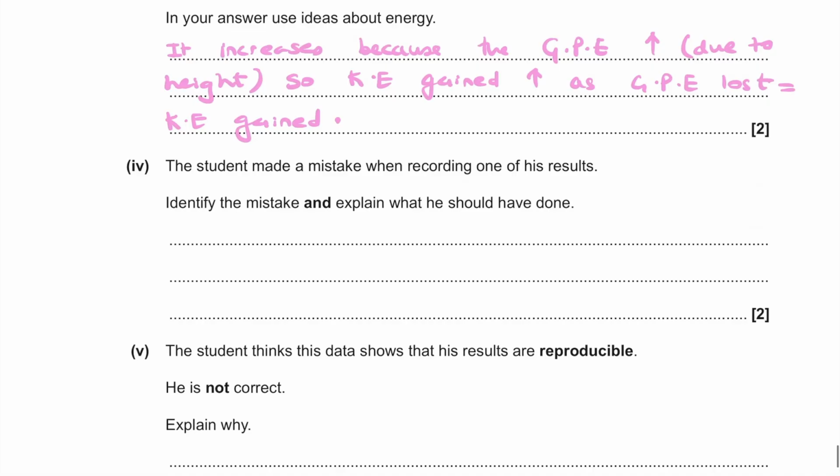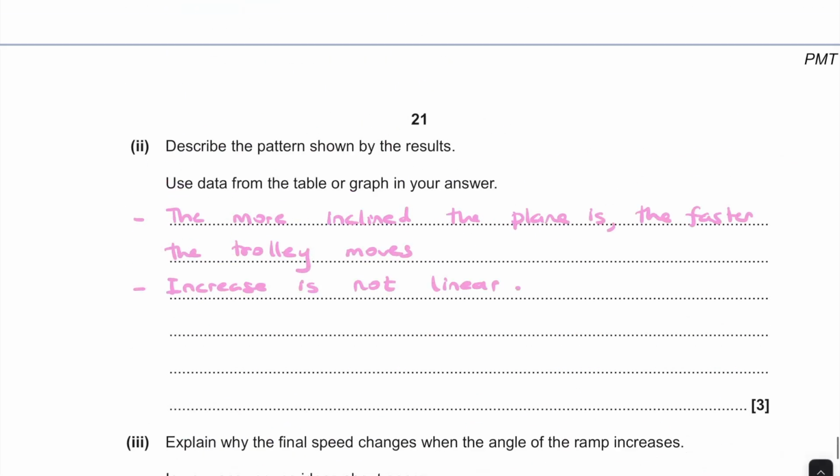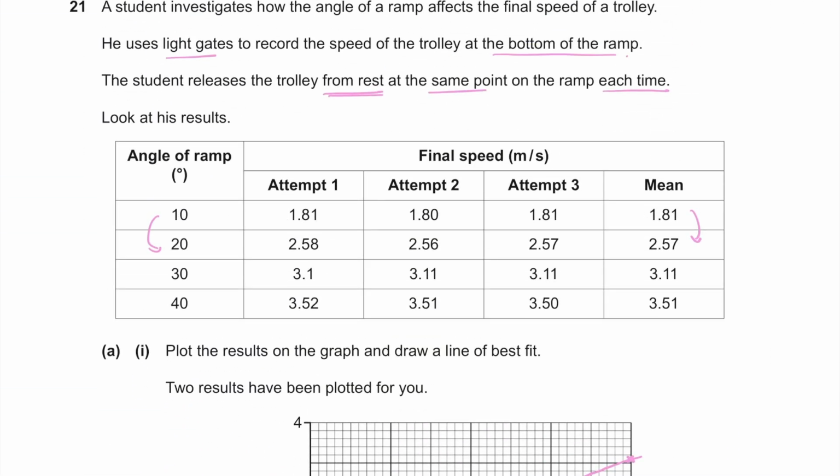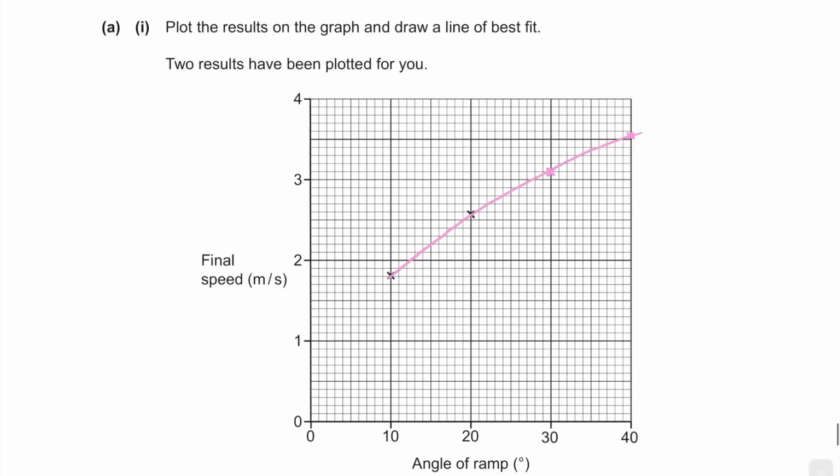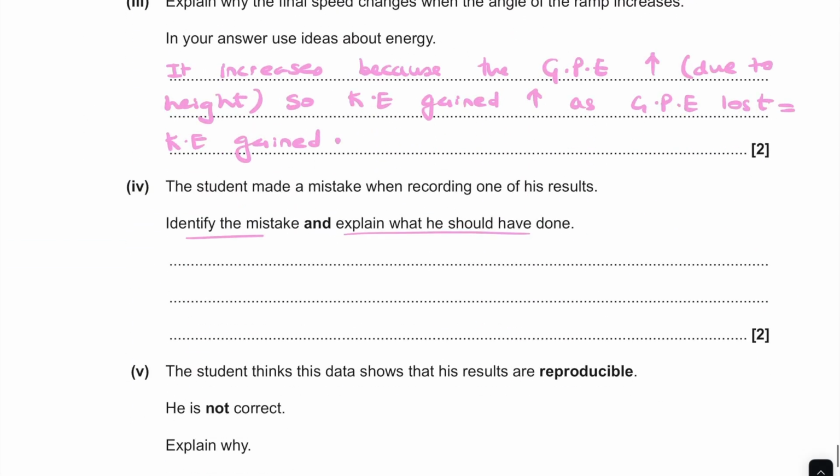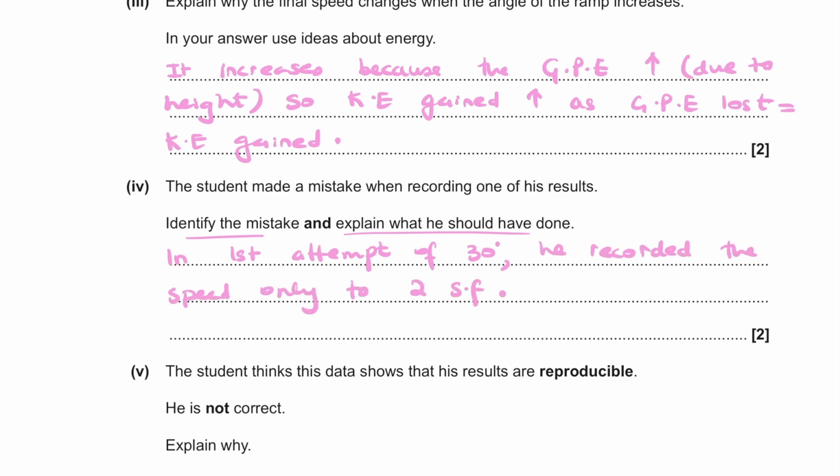The student made a mistake when recording one of his results. Identify the mistake and explain what he should have done. So let's go back to the table. In this 30 degrees ramp angle, he has only recorded the final speed in attempt 1 to 1 decimal place, or 2 significant figures, compared to the rest of them. So that's what I'm going to put down. He should have done it to 3 significant figures or 2 decimal places instead.